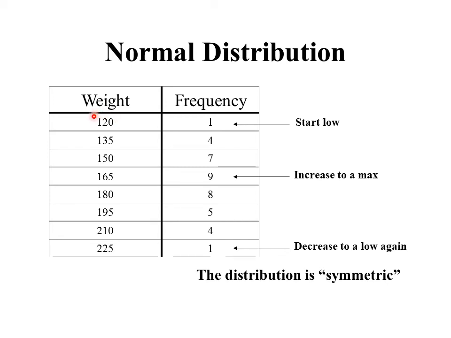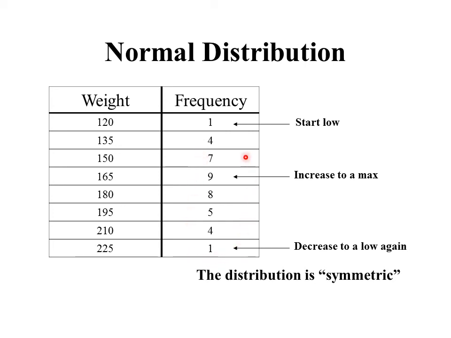Now this first category says weights around 120. The second is weights around 135, and then around 150, and so on and so forth. So we don't give real precise descriptions of our different categories here. We'll just take them to be around these different numbers. And so here we've got our frequencies of our data. So we had one guy in our sample that weighed about 120 pounds, about 4 guys weighed about 135, 7 guys weighed about 150 pounds, so on and so forth.